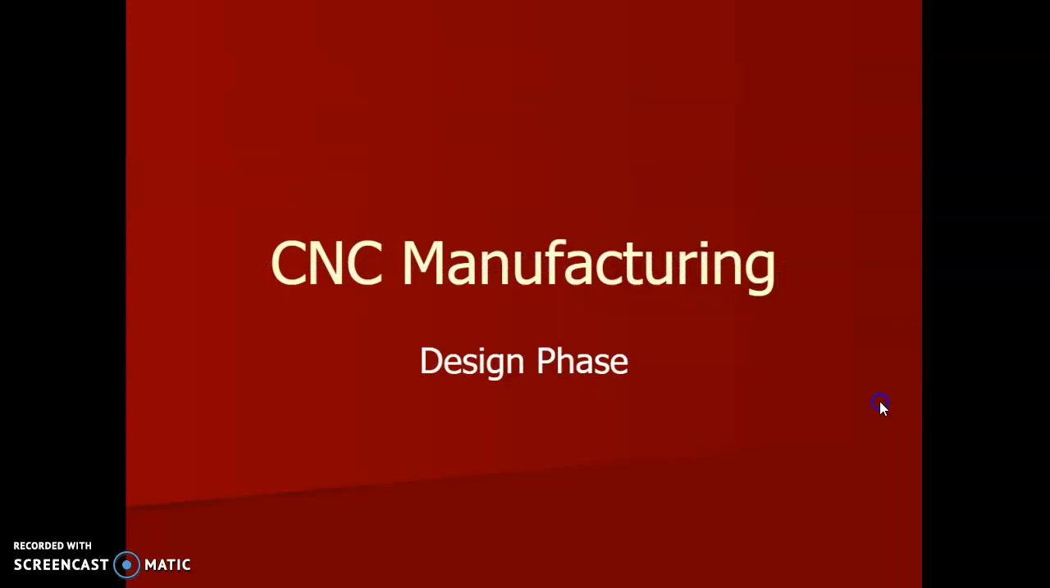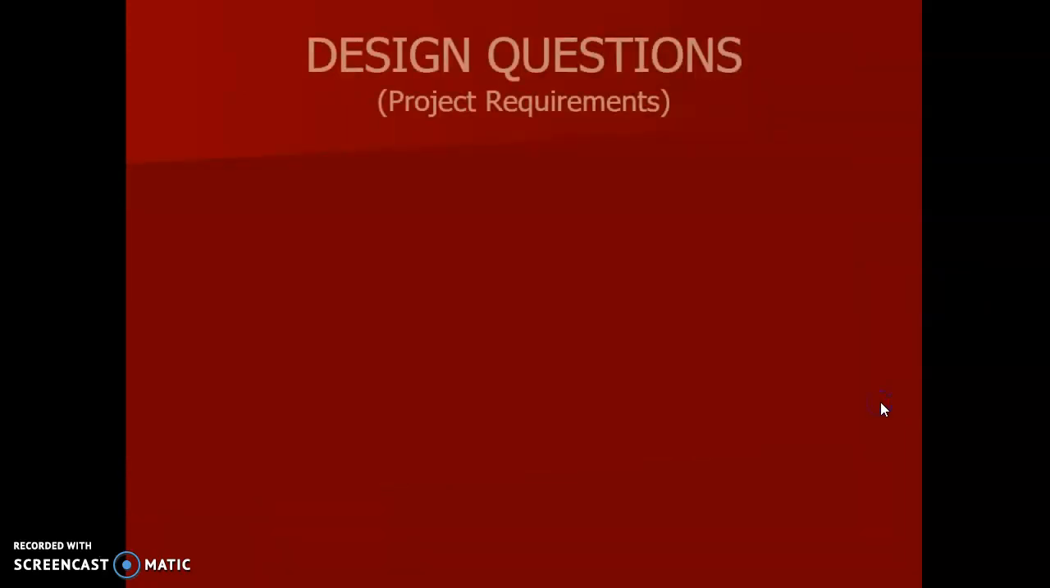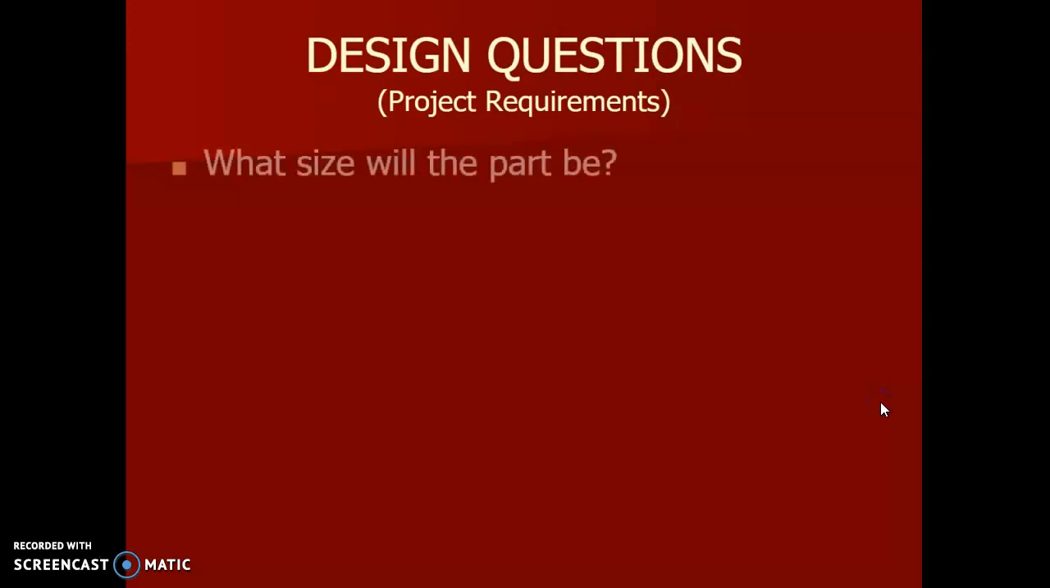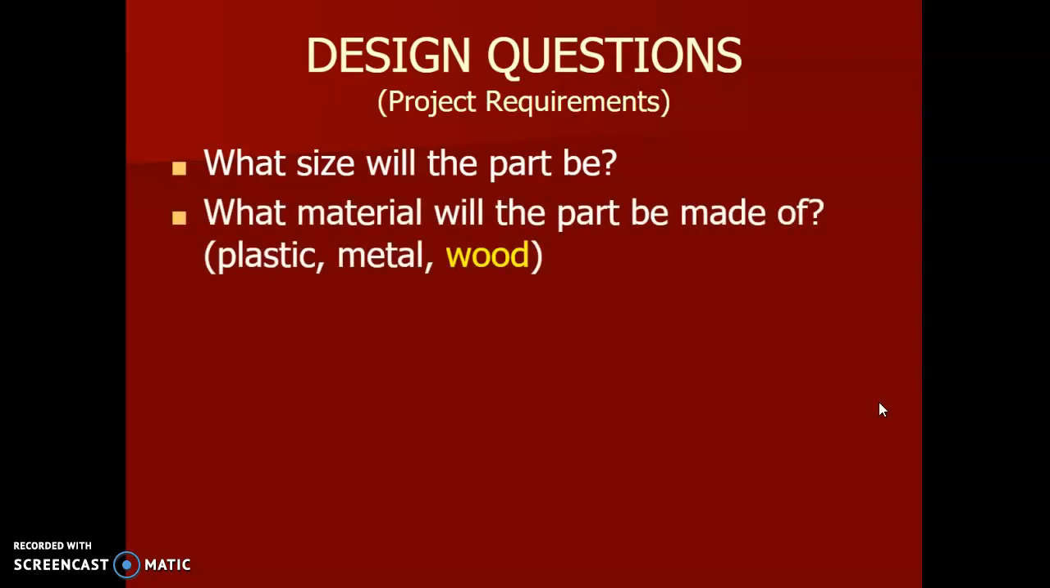The design phase, that's the next phase of manufacturing. So the design questions you have to ask yourself in the project requirements are this. What size will the part be? What material will the part be made out of? Will it be plastic? Will it be metal? Or will it be wood? Most of our projects here in this lab will be made out of wood.